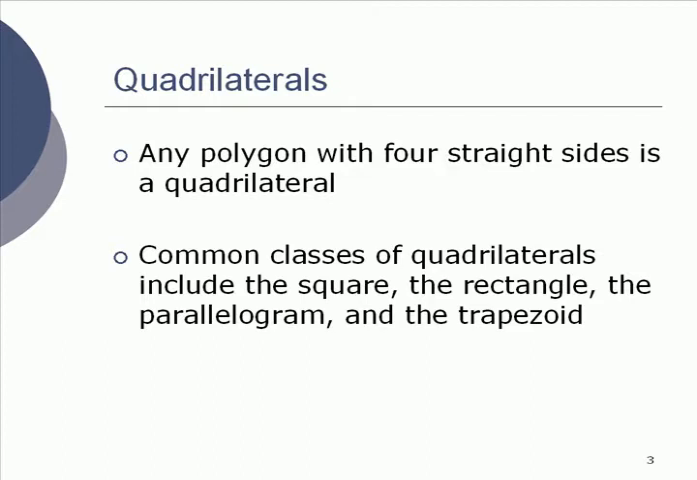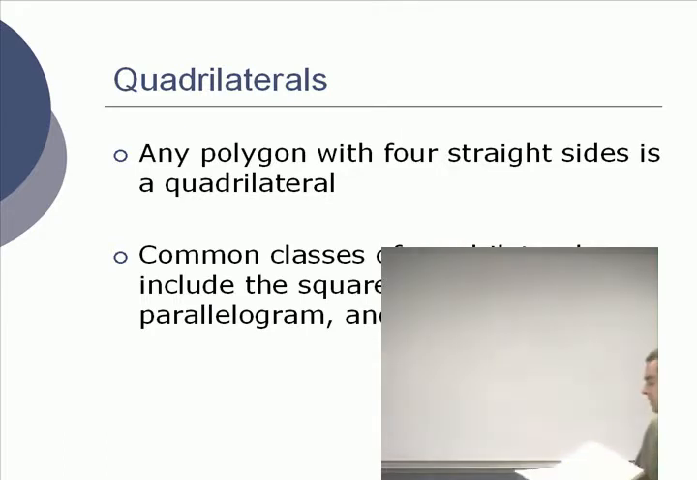Now, there's several different types of quadrilaterals, including the square, the rectangle, the parallelogram, the trapezoid, and the rhombus, which I don't have listed there. We're going to take a look at each one of those, do a very quick review of how to find the area. Note that all of these formulas for areas you will need to know. Okay?